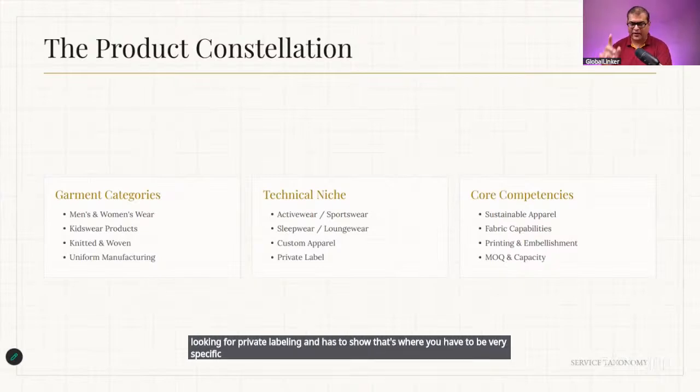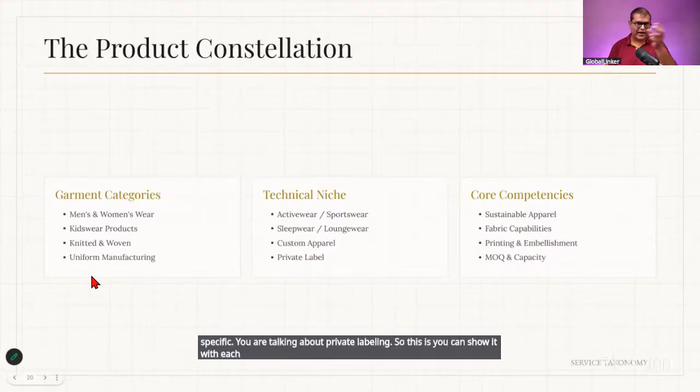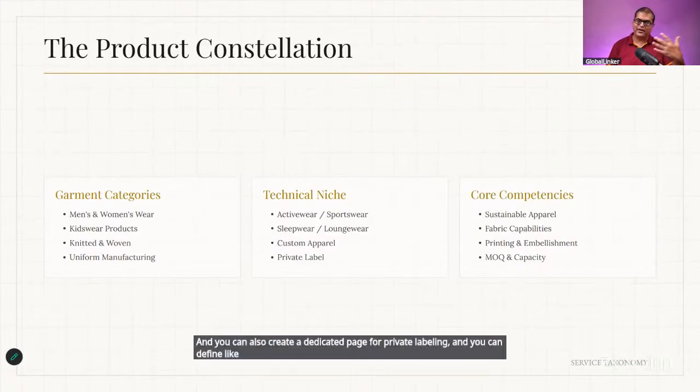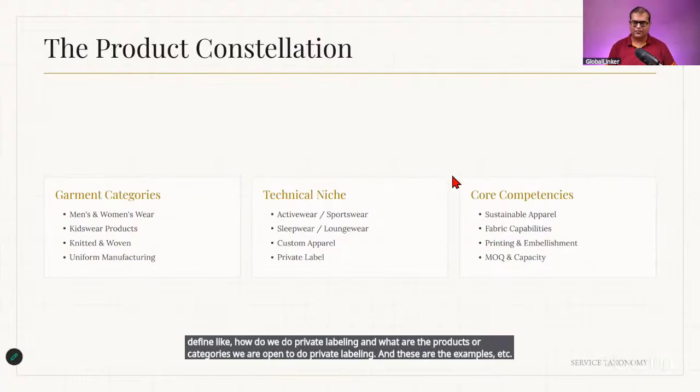You are talking about private labeling. So you can show it with each product. You can add that in the title, in the description, and you can also create a dedicated page for private labeling, and you can define how we do private labeling and what are the products or categories we are open to do private labeling, and these are the examples, etc. Right, that you can create a page.